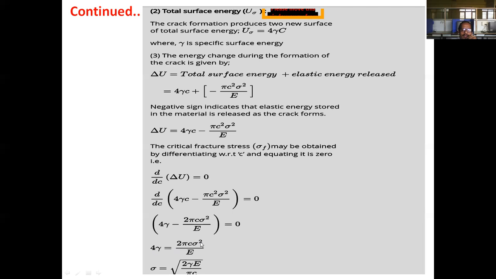So gamma is equal to this. We will get sigma square first and then we will take the square root. So ultimately what we have is sigma, the critical stress for fracture, is equal to square root of 2 gamma into E divided by pi into C. So this is the derivation for critical stress required for fracture.